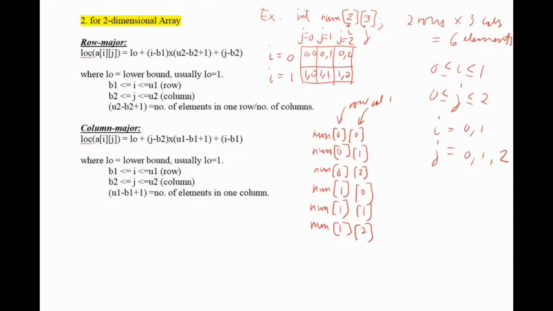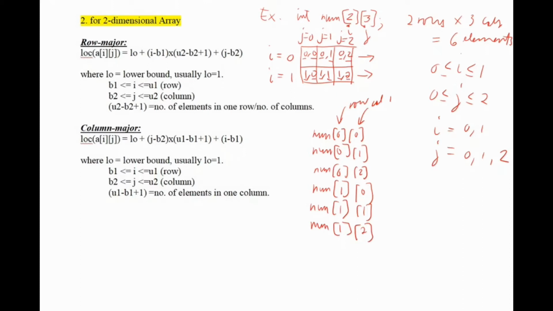So notice that on the first row, the row index i is 0, and that's the same for all elements in that row. For the second row, the value of i is 1, which is the same for all elements on that row. For the first column, that is the second index, the value of j is 0, which is also the same for all elements in that column. For the second column, it's 1, and for the third column, it is 2.